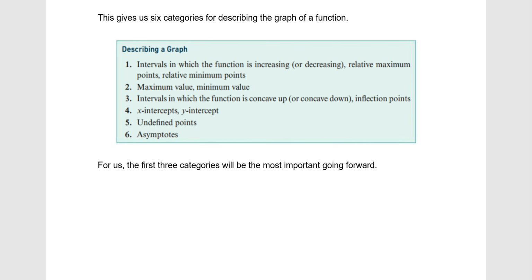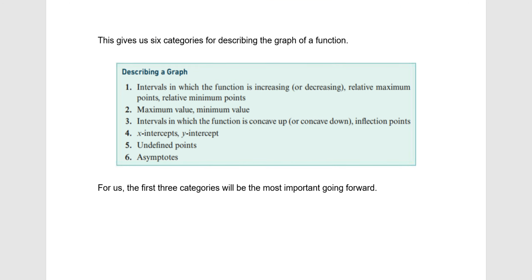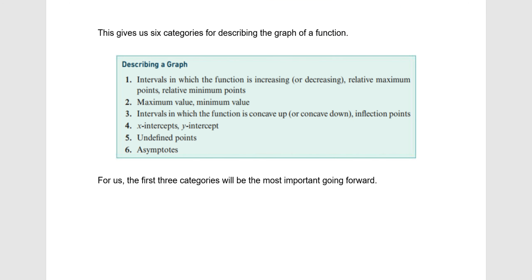Okay, so for the last little summary here, we have 6 essential categories that we're going to be using to describe the graph of a function. We'll continue this in the next few sections as well. We're going to be looking at the intervals where it's increasing or decreasing, which is going to help us determine the relative max and min. We're going to determine the absolute max and min value, so that's 2.